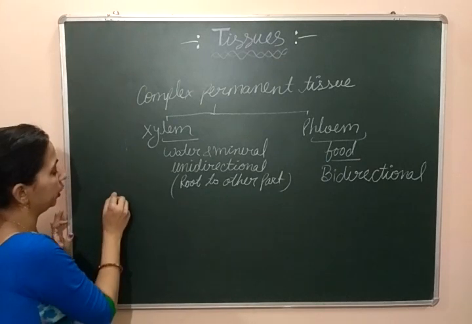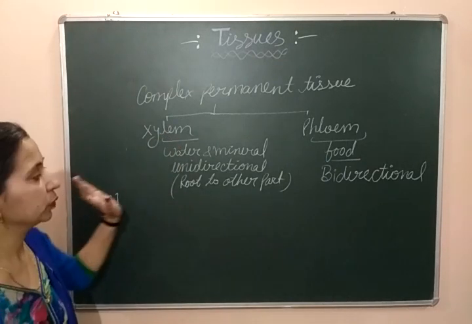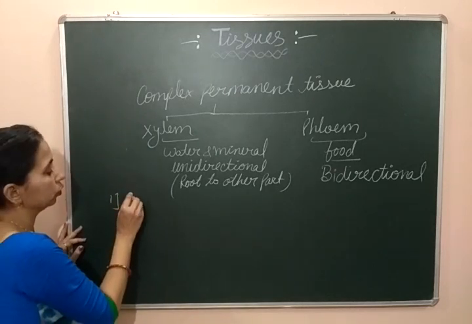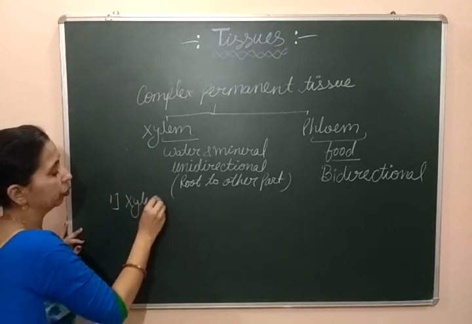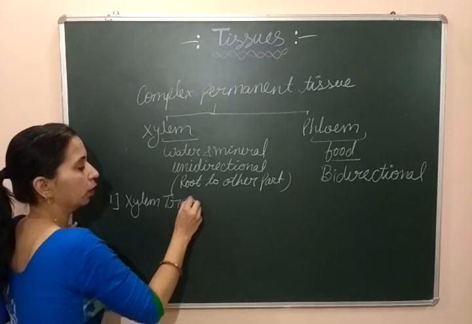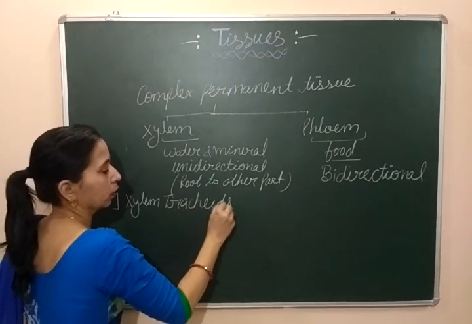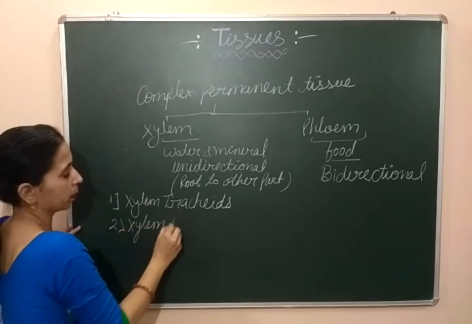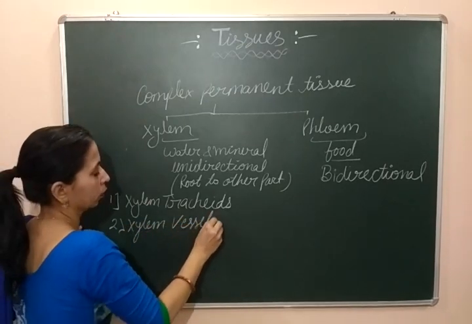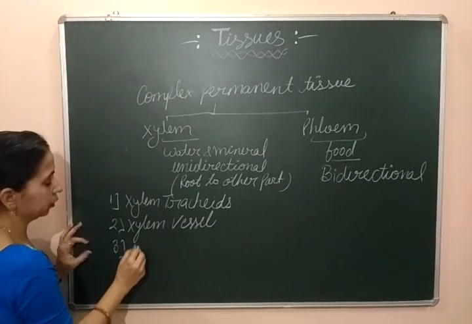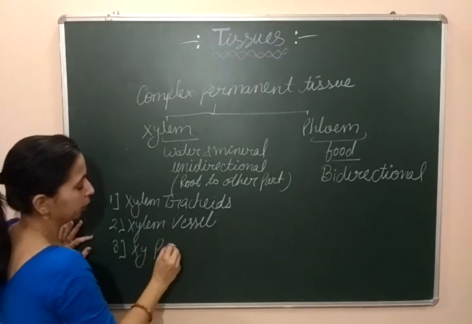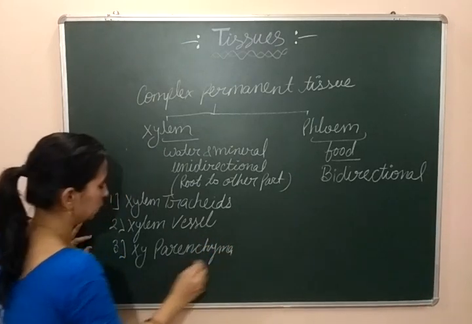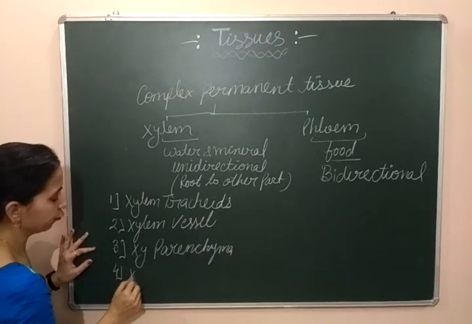इन tissues के components क्या हैं? If we talk about the xylem, it is made up of 4 components. इसके 4 components होते हैं. कौन-कौन से? सबसे first is xylem tracheids. Second component, xylem vessel. And third one is xylem parenchyma, and the fourth one is xylem fiber.